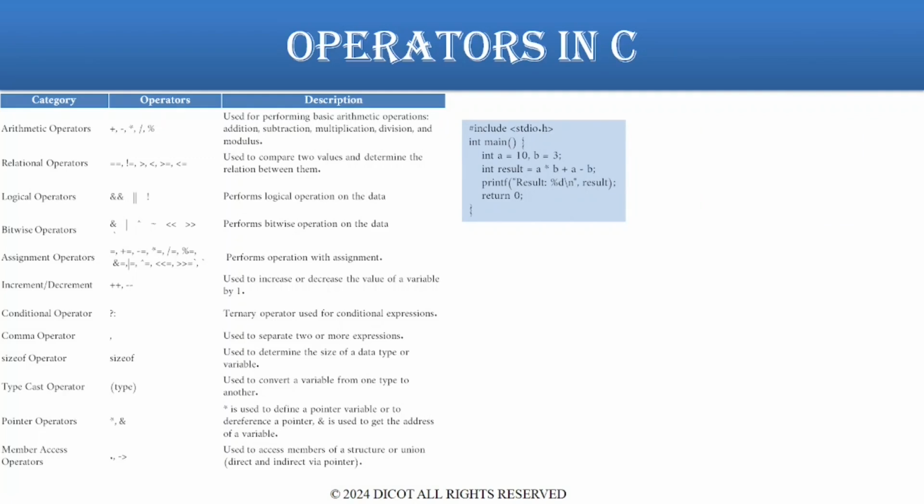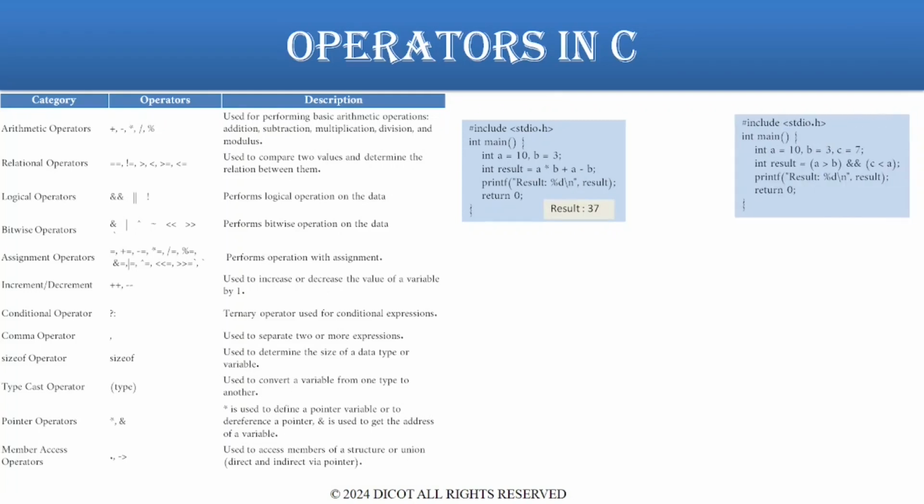Arithmetic operator. Let's try to evaluate an arithmetic expression a star b plus a minus b. So this is a compound expression with multiplication, addition and subtraction. Initial values of a and b are 10 and 3. The output in this case is result 37. Right.